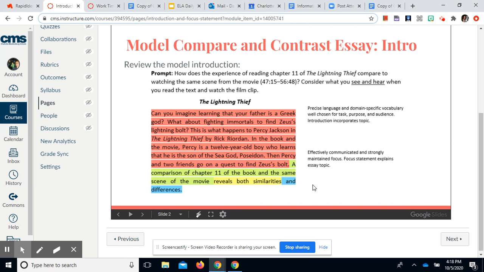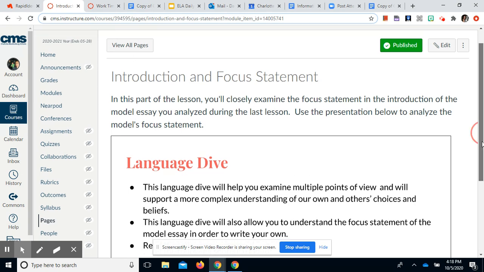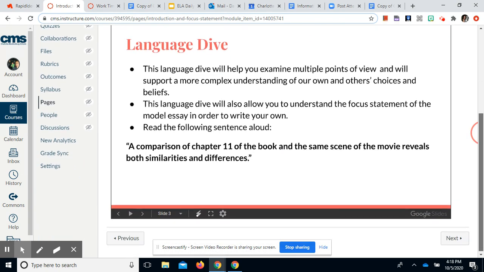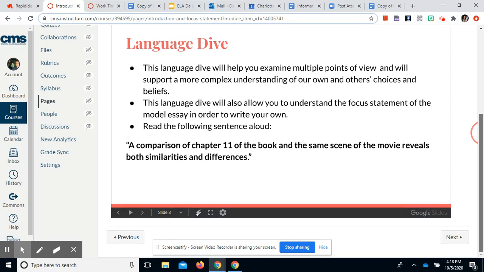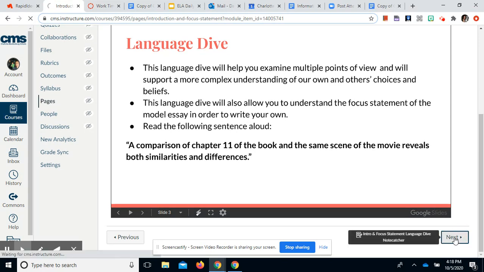Finally, the last and most important sentence of this paragraph: a comparison of chapter 11 of the book and the same scene of the movie reveals both similarities and differences. That's the focus statement that gives focus to the essay, keeps your writing focused. We're going to spend a few moments next doing a language dive focusing on that focus statement.